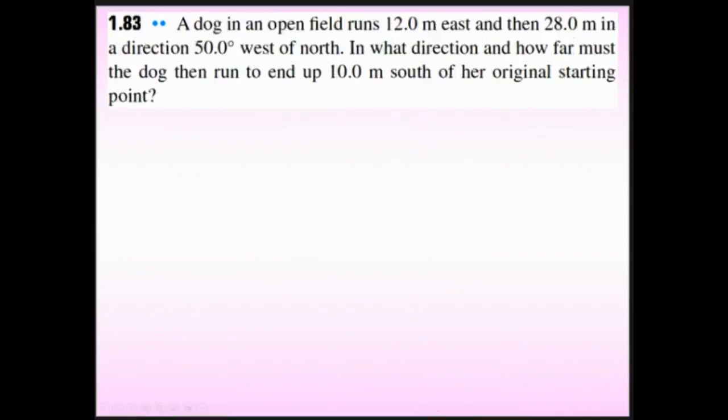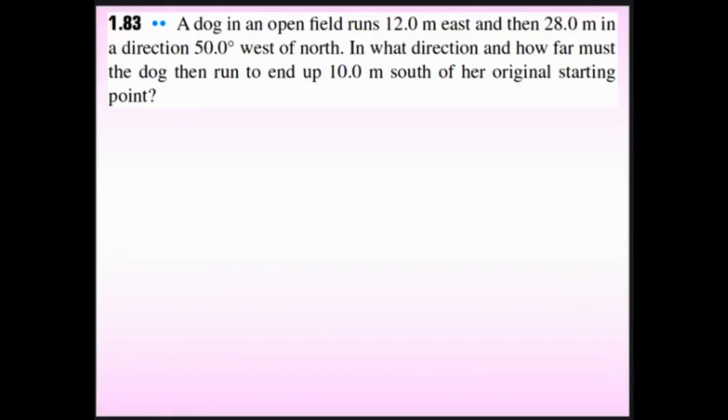A dog in an open field runs 12 meters purely east, then 28 meters in a direction 50 west of north, or northwest, north 50 west, yes. In what direction and how far must the dog then run to end up 10 meters south of her original starting point?